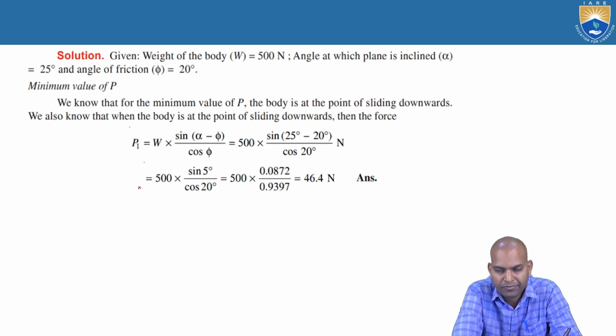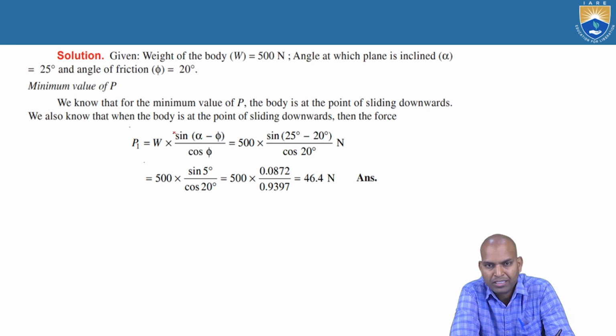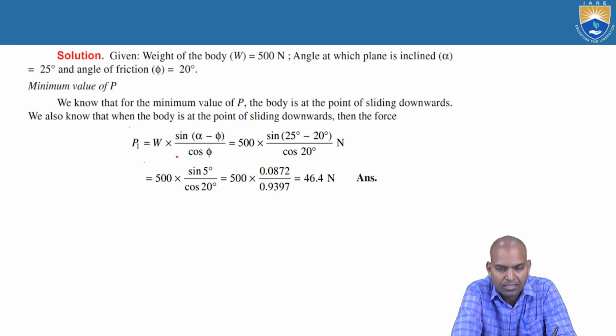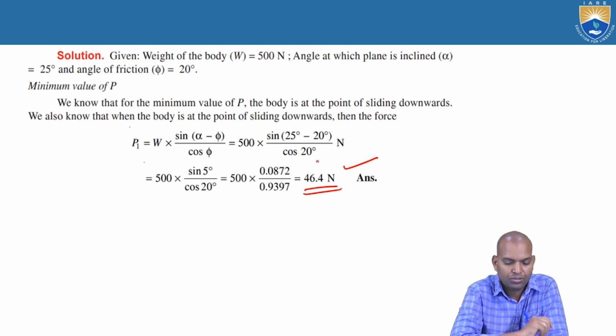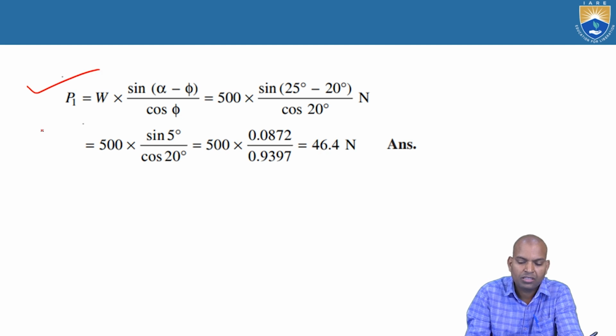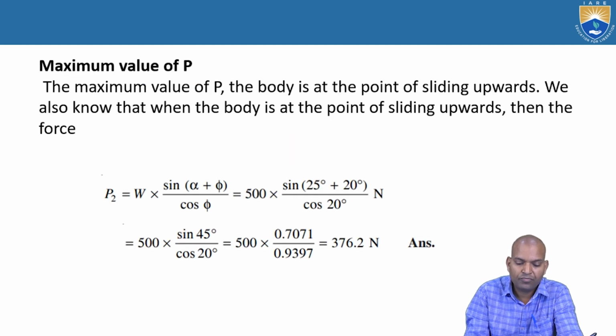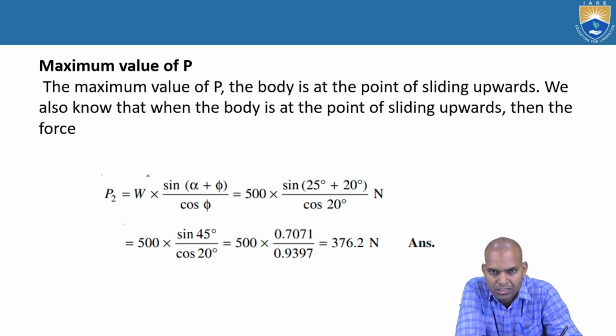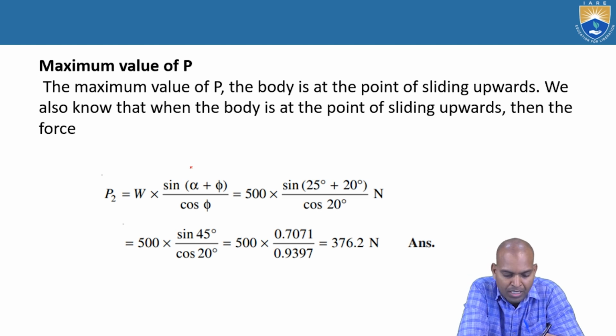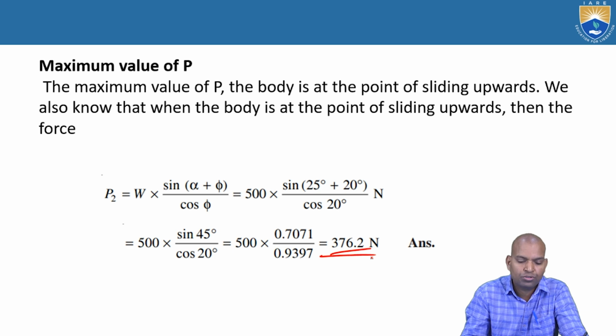Now, the minimum force required: we already derived the expression in previous slides. For the inclined plane case, P1 equals W times sin(alpha minus phi) by cos phi. That is 500 times sin(25 minus 20) by cos 20, which is 46.4 newtons. Yes, that is the minimum force. The maximum force, P2, using the derived expression for the inclined plane, is W times sin(alpha plus phi) by cos phi. W is 500 newtons, alpha and phi are 25 and 20 degrees. Substitute over here. The obtained answer is 376.2 newtons.